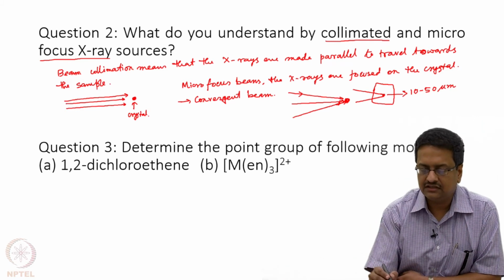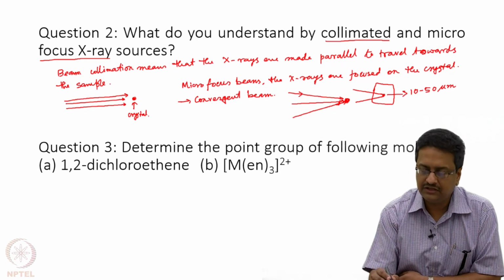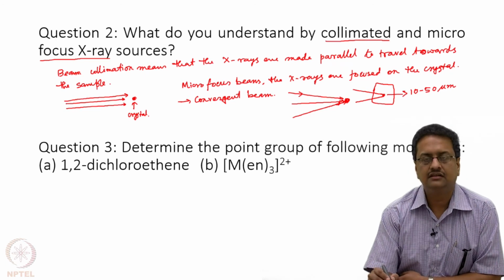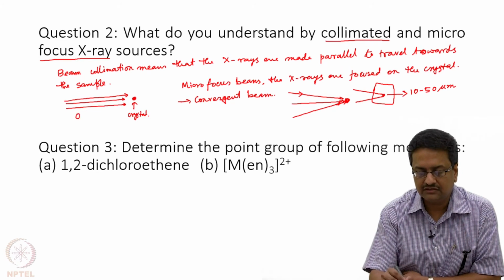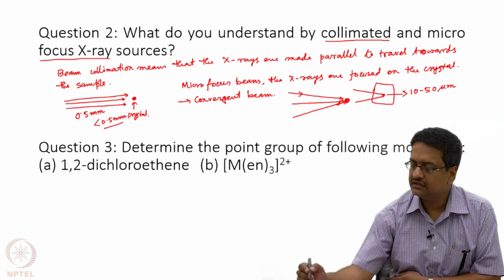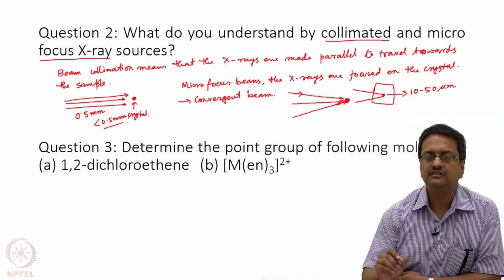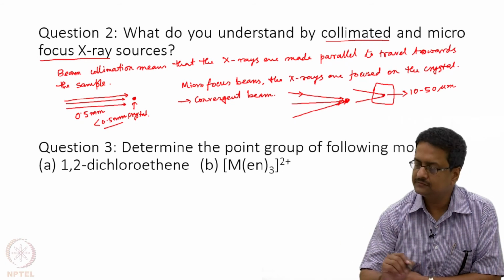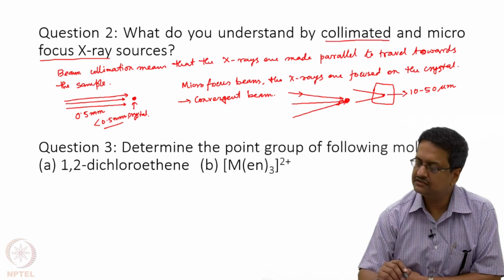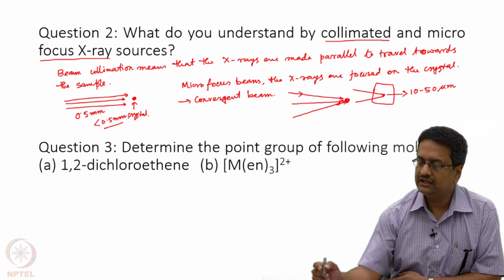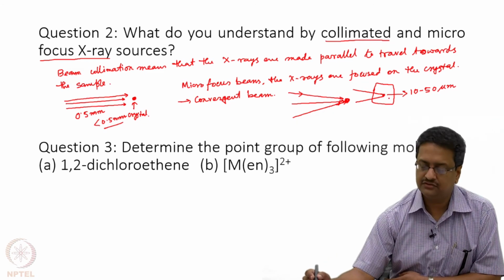So, the difference is in case of collimated beam, we have to use a crystal which is smaller than the collimated size. So, if the collimator is of 0.5 millimeter in diameter, we should use crystals which are less than 0.5 mm. But here the beam is very small, but one can use a larger crystal and the focus is on the crystal, so that we get a very large intensity on the source.